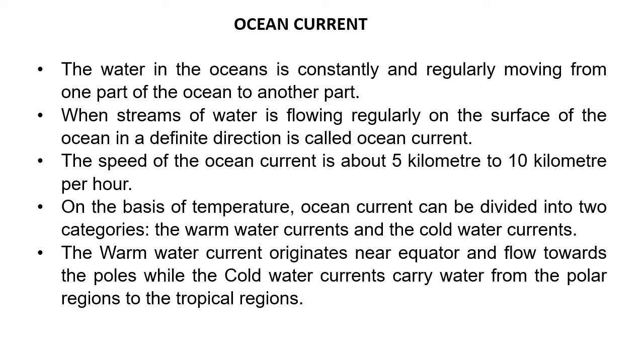On the basis of temperature, ocean currents can be divided into two categories: warm water currents and cold water currents. The warm water currents originate near the equator and flow towards the poles, while the cold water currents carry water from the polar region towards the tropical areas, towards the equatorial area. All right. So this is just the opposite. The warm waters originate near the equator and cold water originates near the polar areas.